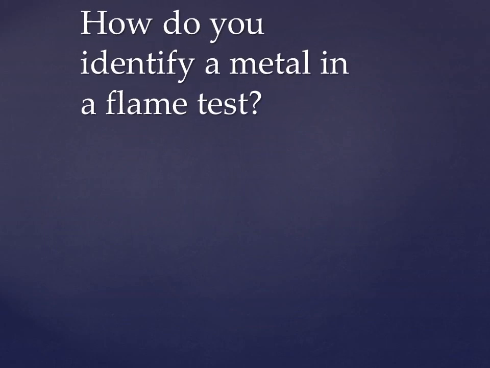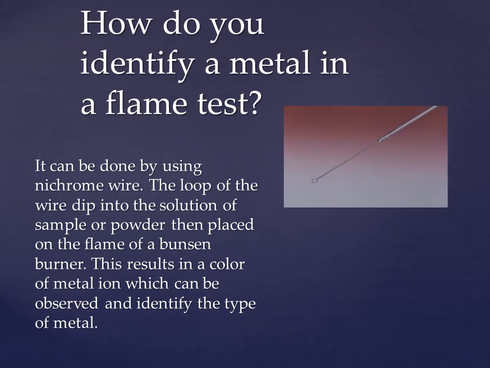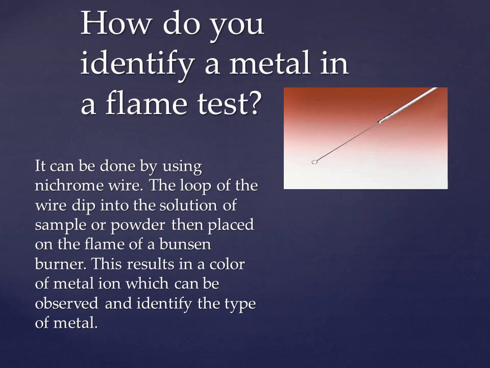Okay, now how do you identify a metal in a flame test? You have to follow a procedure, and what you do is take nichrome wire or platinum wire. We prefer nichrome wire over platinum wire. First, you have to clean the wire before its further use. For the purpose of cleaning, you dip it into concentrated HCl solution and then heat it on the Bunsen burner so that the color of the nichrome wire remains unchanged.